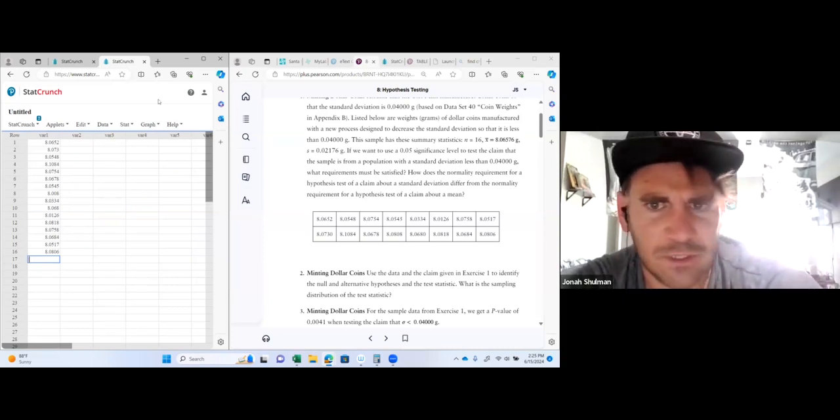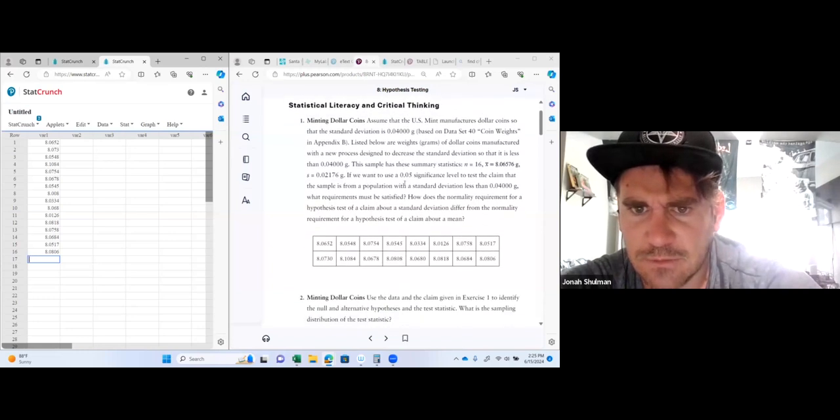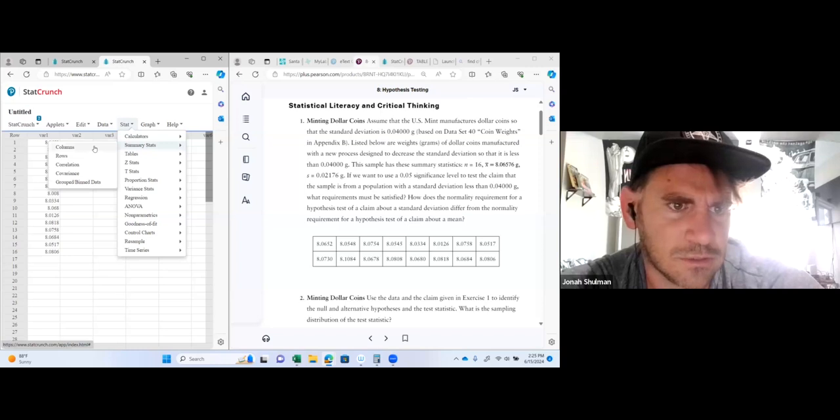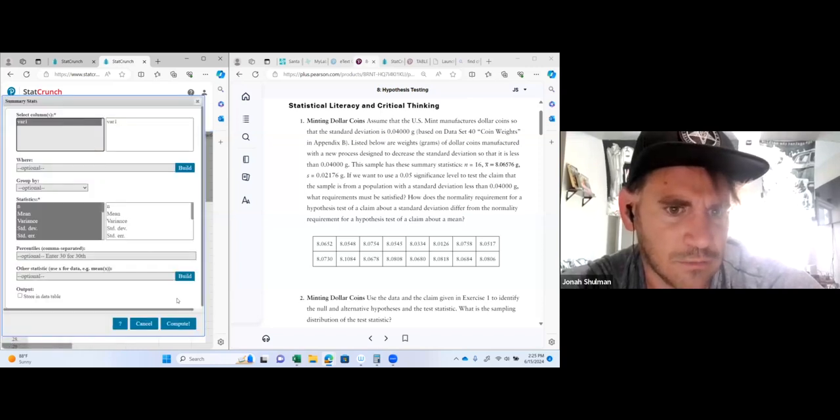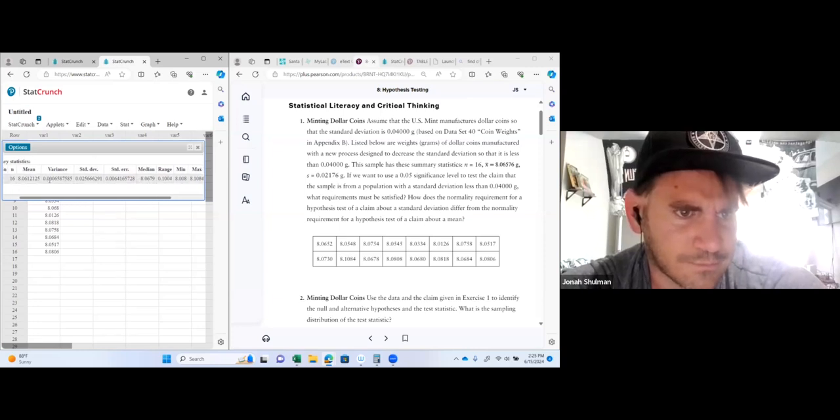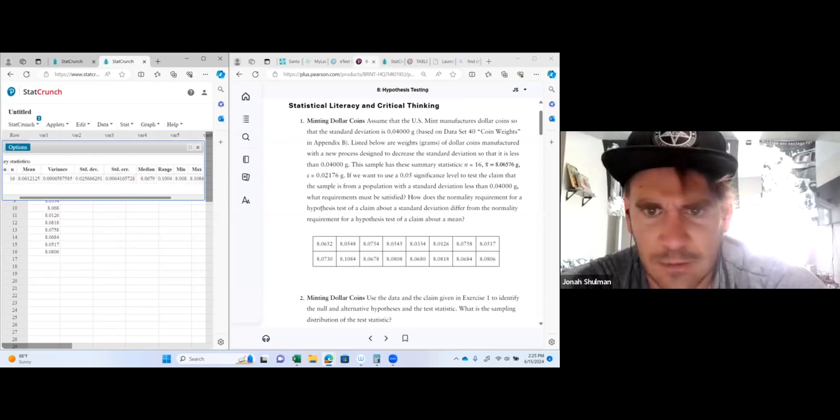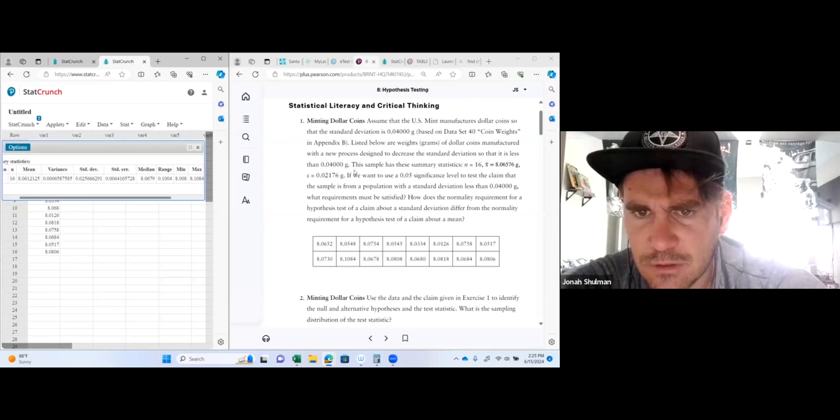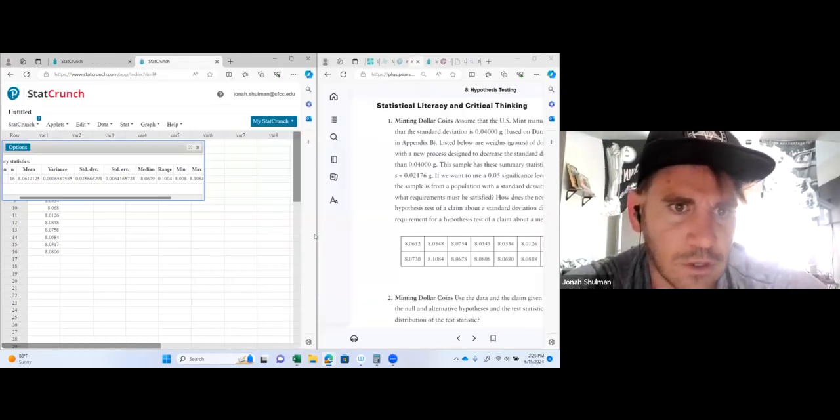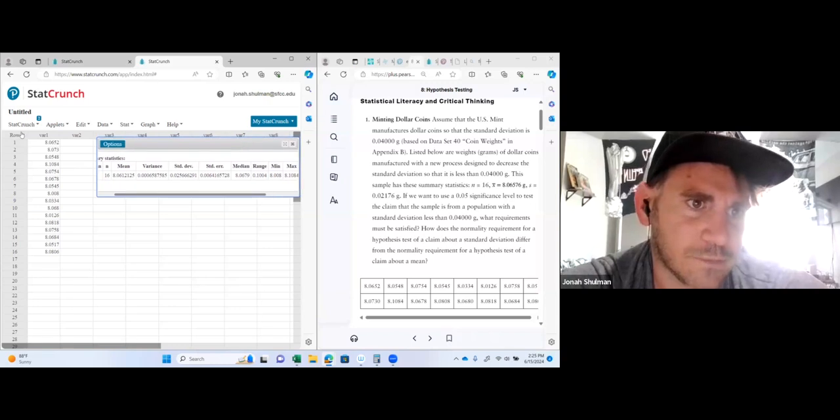Now, since we have these values that it gave us, I could also just do Stat, Summary Stats, Columns, take the first column, and hit Compute. It's going to give me the variance for our data. But we only care about the standard deviation. So because we just care about the standard deviation, I think I have to do this by hand again. I know that sounds kind of annoying, but guess what? It's just the way it happens sometimes.